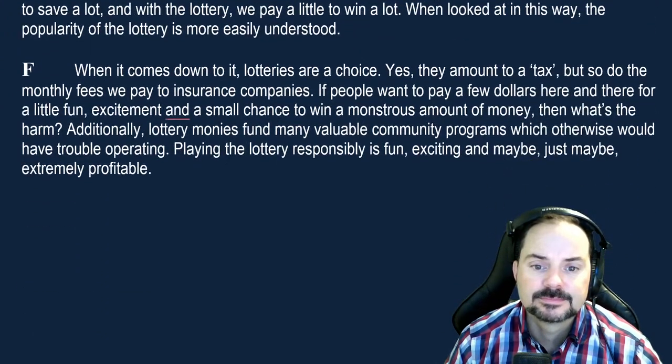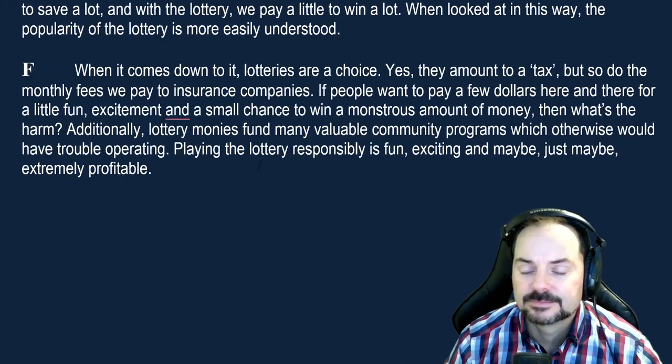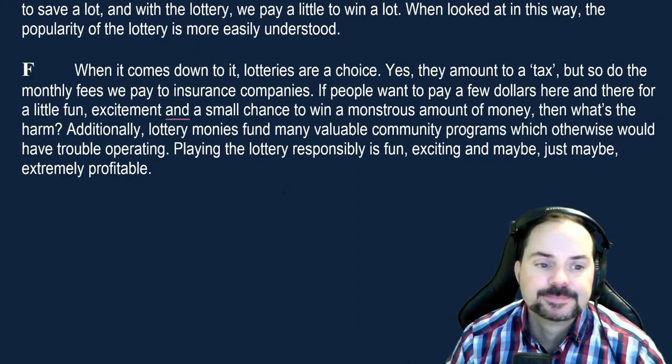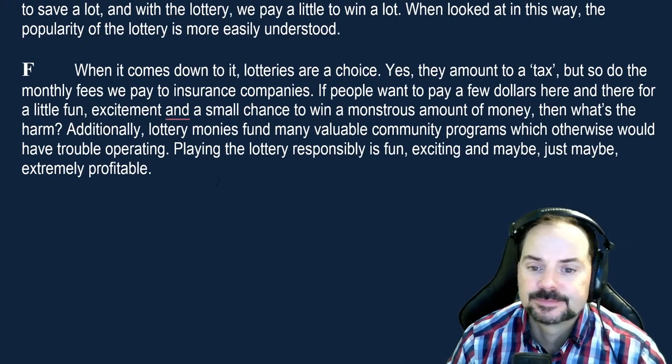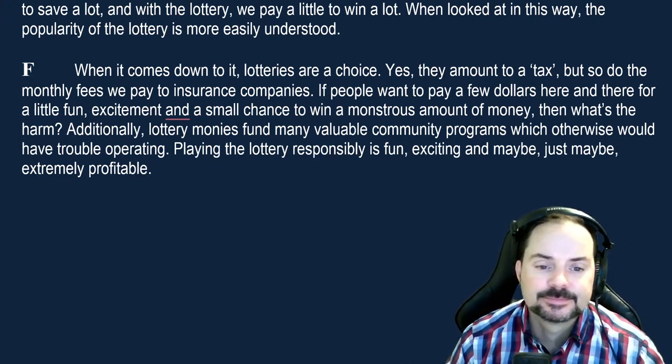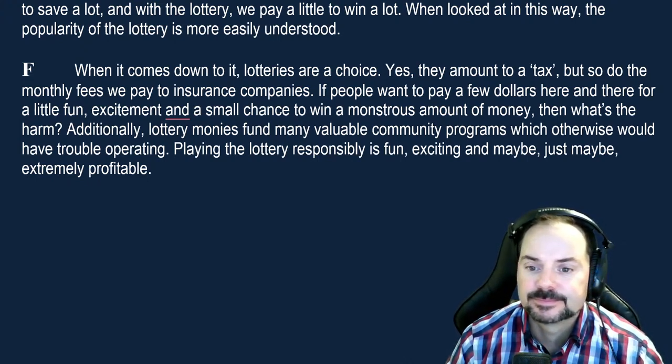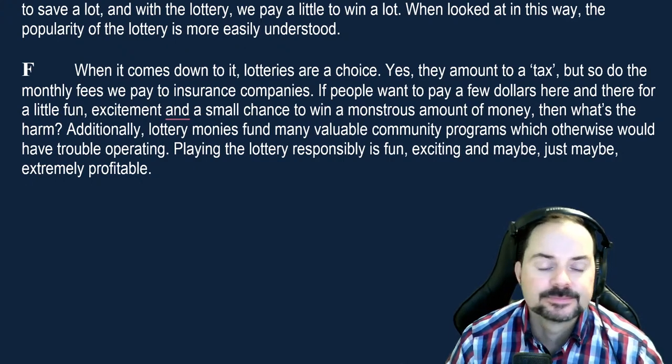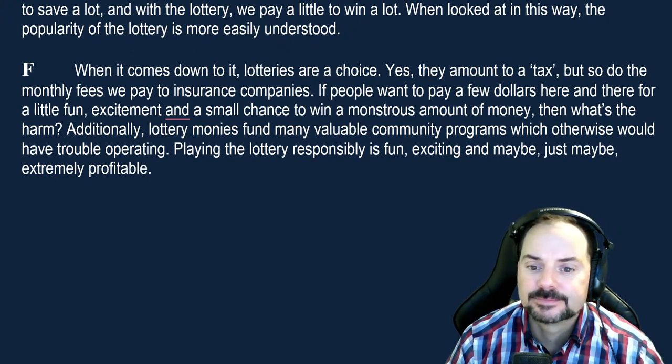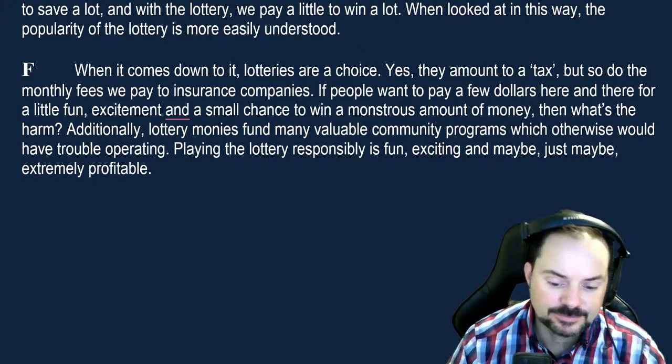When it comes to it, lotteries are a choice. Yes, they amount to a tax, but so do the monthly fees we pay to insurance companies. If people want to pay a few dollars here and there for a little fun, excitement, and a small chance to win a monstrous amount of money, then what's the harm? Additionally, lottery money funds many valuable community programs, which otherwise would have trouble operating. Playing the lottery responsibly is fun, exciting, and maybe, just maybe, extremely profitable.